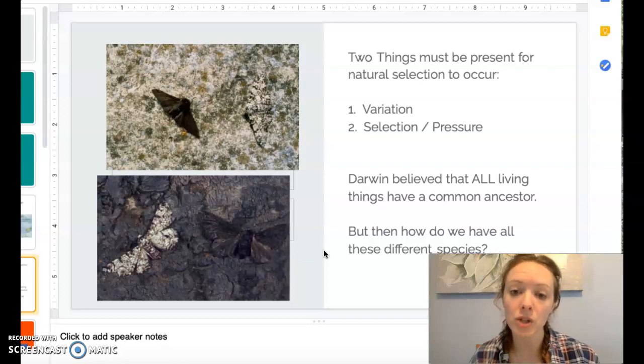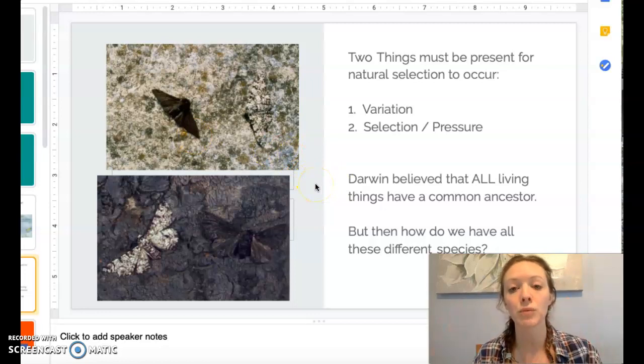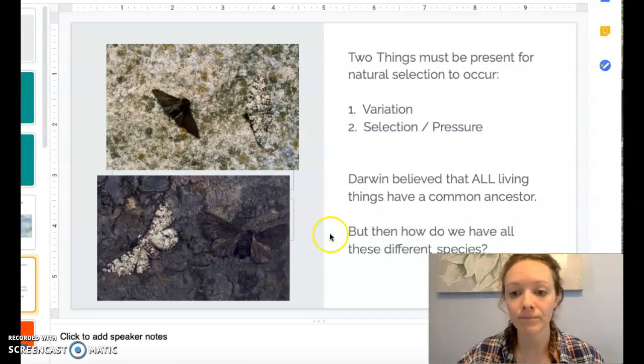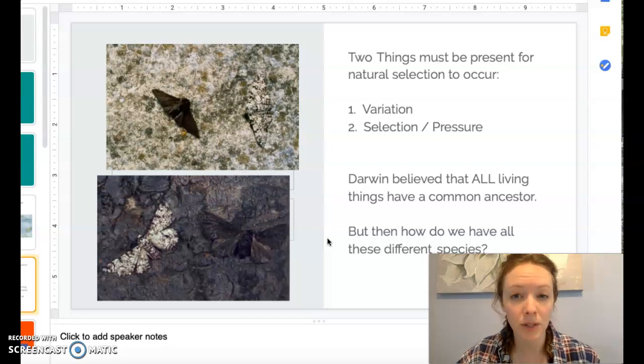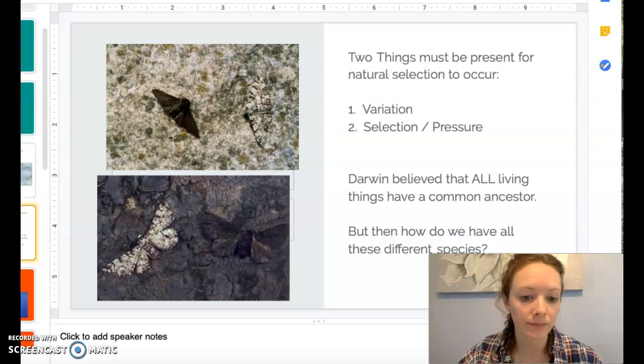So again, the variation was the color within the peppered moths, and then the selection or the pressure was actually the soot and pollution from our Industrial Revolution, because then the birds were able to see the different variations and go after the easy prey. Darwin also believed that all living things have a common ancestor, so that's what we're going to look into today.